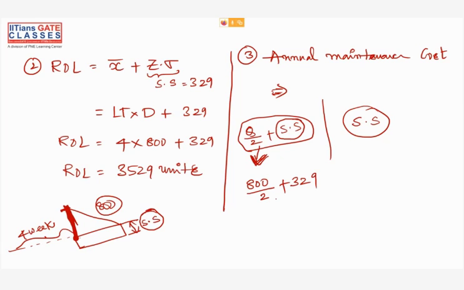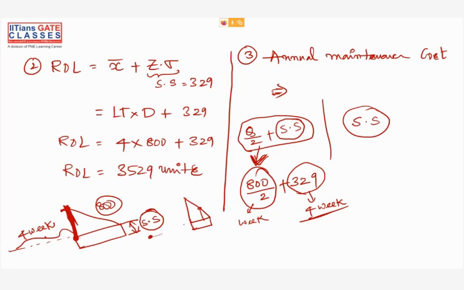329, right? But the problem here is this 800 by 2 is per week. This is for 4 weeks. So you can't do this addition. You can do it for one cycle, but the problem here is that lead time is not within the cycle, it is somewhere way beyond.